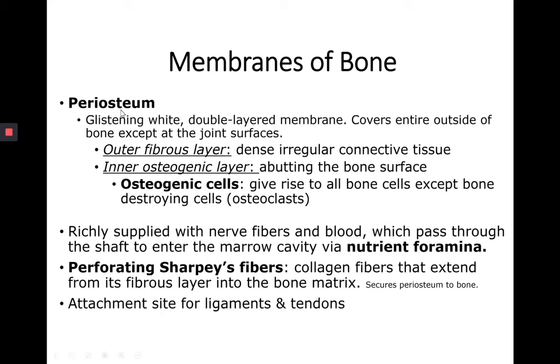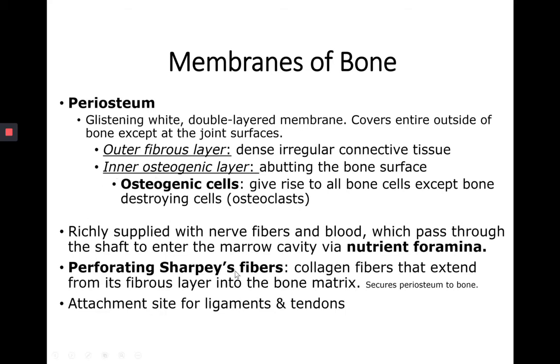We find that the periosteum not only has a great blood supply, but during the process of ossification it was able to share this blood supply with the bone. That's why bone itself is richly supplied with nerve fibers and blood, just like the periosteum. Those blood vessels from the periosteum are able to pass through the shaft into central canals and Volkmann's canals, and then into or between the trabeculae of spongy bone.